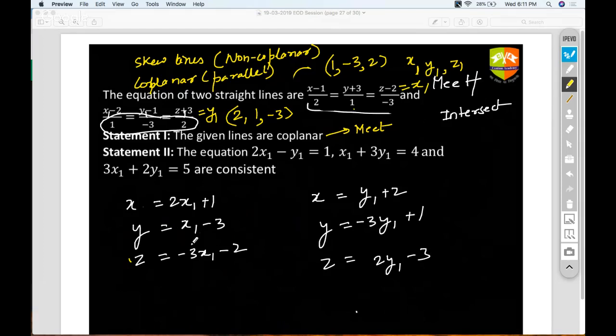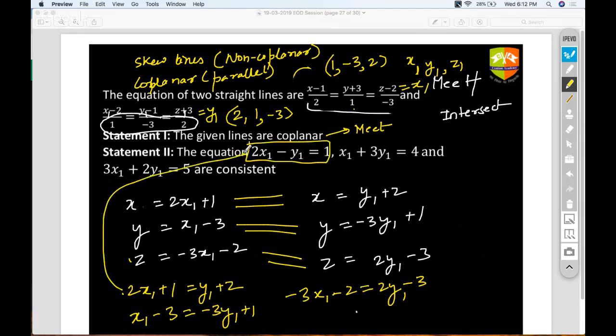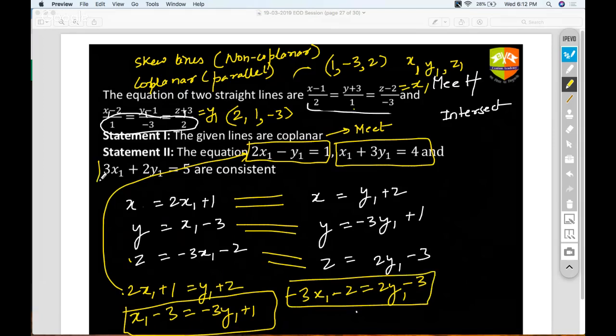Now, why I took this situation is because these two should be equal, these two should be equal, and these two should be equal. That is, 2x1 plus 1 should be equal to y1 plus 2, x1 minus 3 should be minus 3y1 plus 1, and minus 3x1 plus 2 will be 2y1 minus 3. So this will be your first equation, this your second equation, and this your third equation.